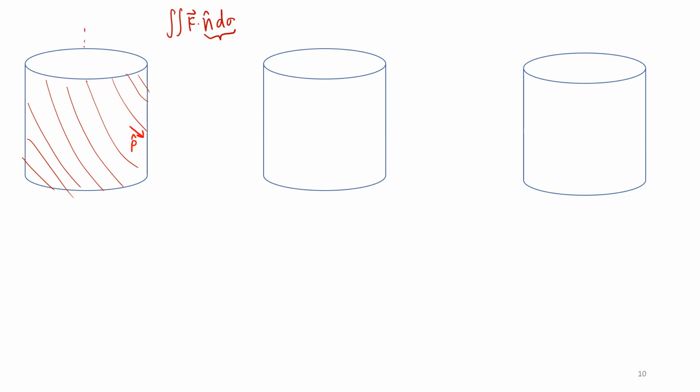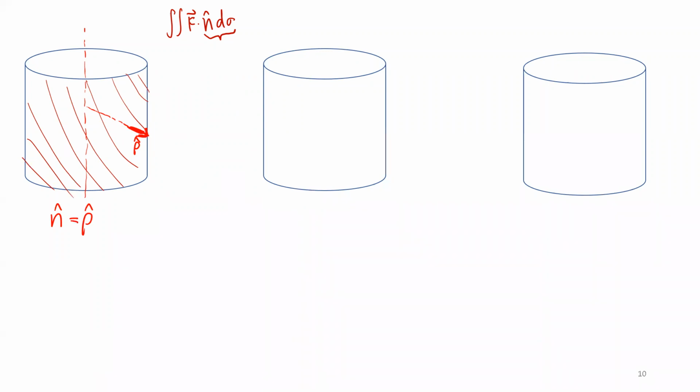Okay, so let me try to draw the axis here. This is the z axis. Let me draw it again. So the n hat in this case is just rho hat.